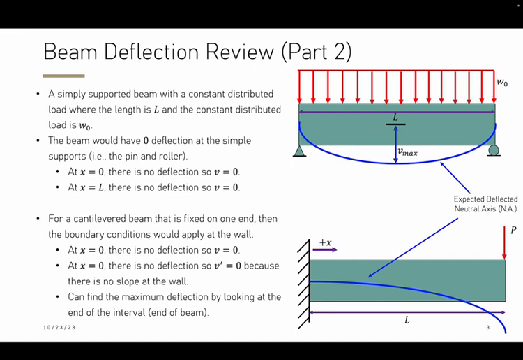The second part, these are the two examples we did when we were looking at the initial part of beam deflection. It was a constant distributed load as well as a cantilever beam with a point load at the end. This led us to a view of our maximum deflection, looking at the boundary conditions relative to the particular setup for the beams.